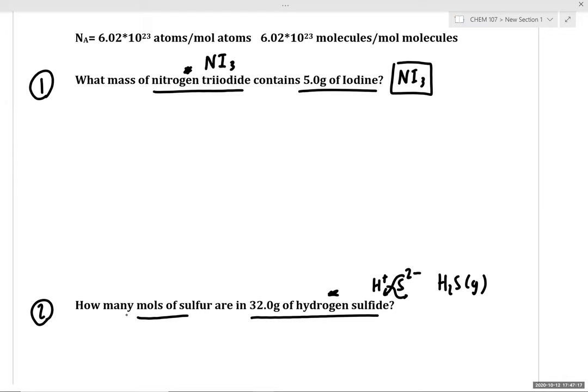So let's keep working through this example and we'll discuss momentarily.